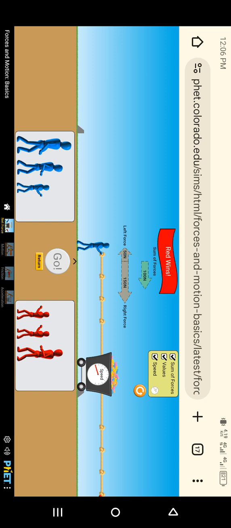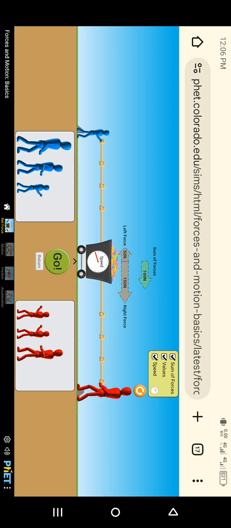Now let us go back. What if we put another blue one here? The resultant force is equal to 50 newtons. The blue has 200 newtons acting leftward, and the red has 150 newtons acting rightward. So the sum of the forces will be 50 newtons acting leftward. You remember that leftward is negative. It will move in a negative direction, toward the left.